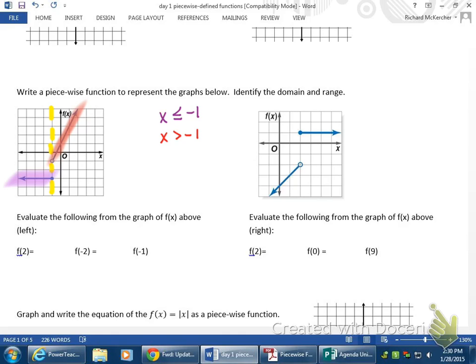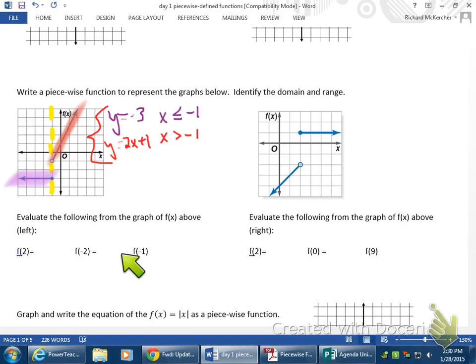Now I'm going to write my equations. So in purple, this is just a constant function. That's the function y equals -3. It's constant. There's no slope. And then in red, I use my slope-intercept form. I start at 1. I go up 2 over 1. So I end up with 2x plus 1. All right, that's my function.